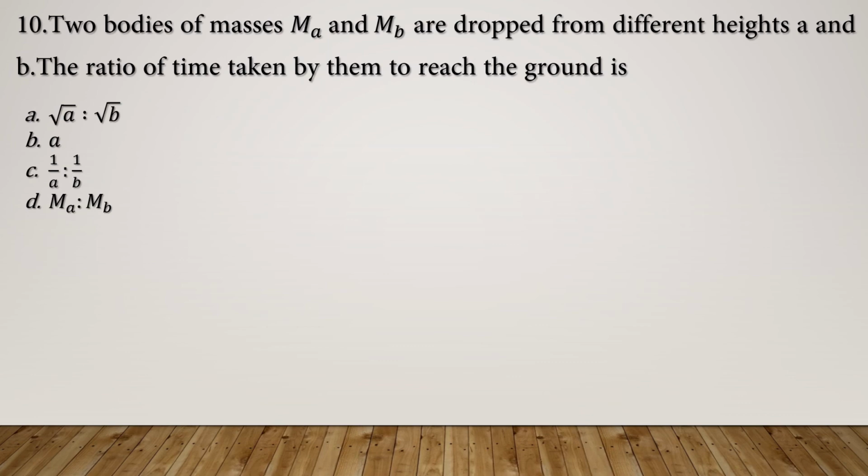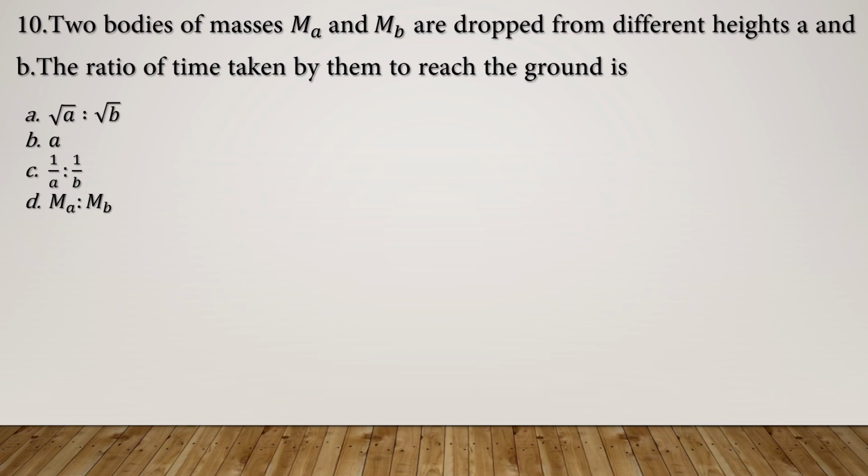Two bodies of masses ma and mb are dropped from different heights a and b. The ratio of time taken by them to reach the ground is. Now here, as both the bodies are dropped from certain height, body MA is dropped from height A and MB is dropped from height B, then we'll have to consider the motion of both the bodies as motion under gravity. Initial velocity for both of these bodies is going to be zero because both the bodies are dropped.